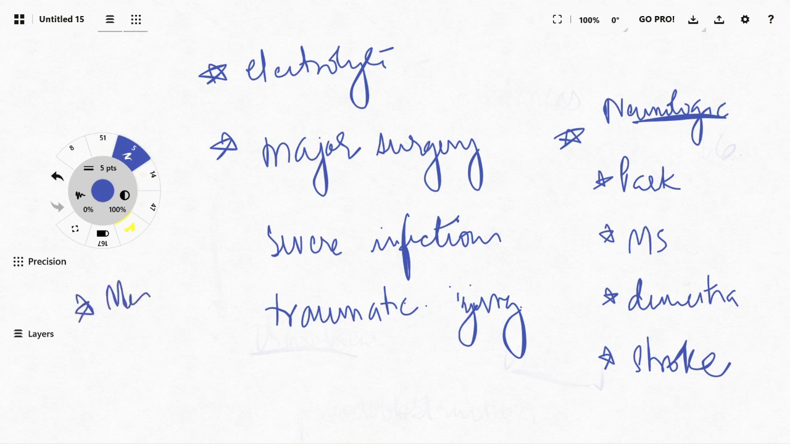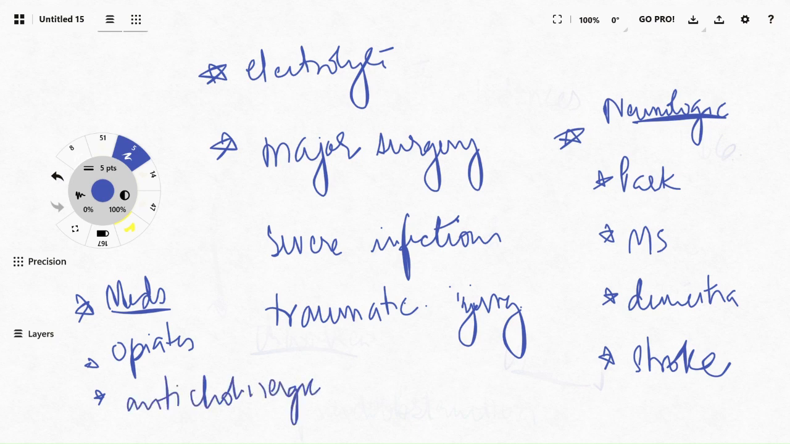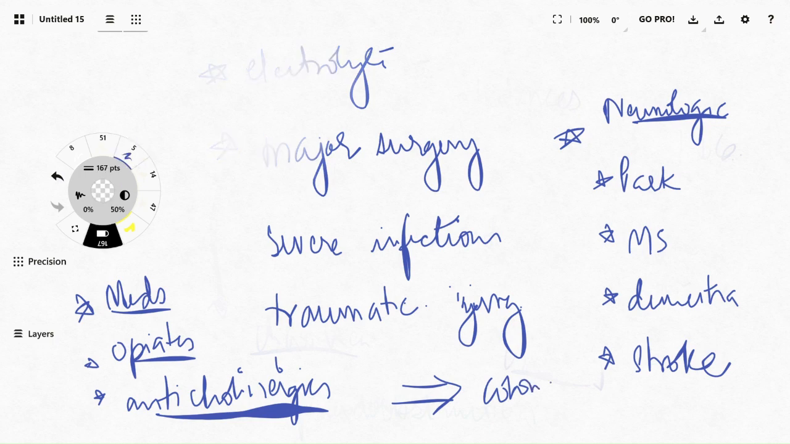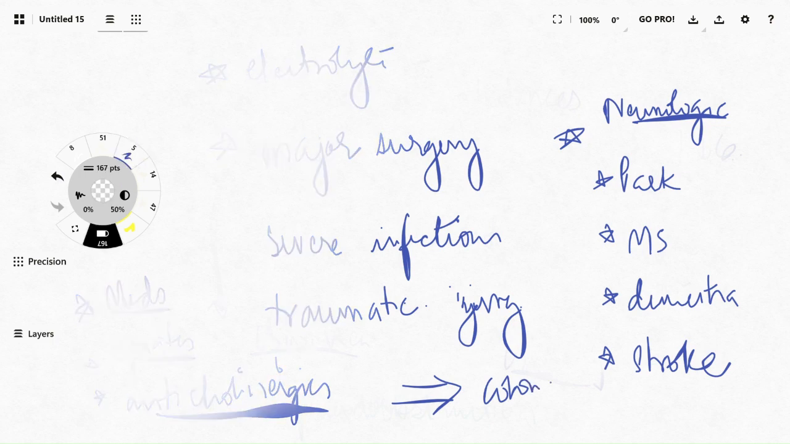Now, medications are going to be opiates. I mean, you already know that because opiates cause constipation already, and then there's anticholinergics. Okay, this is their normal side effect profile because they already cause constipation, so you can just extrapolate that to colonic pseudo-obstruction.